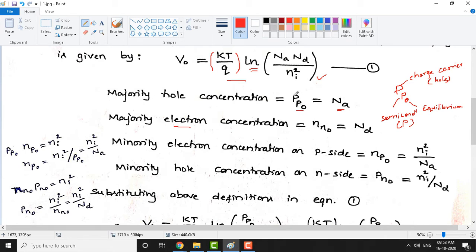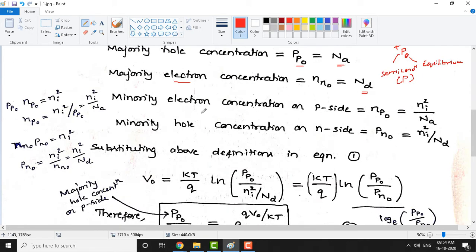Majority hole concentration is indicated as Pp naught, which is also equivalent to the acceptor ion concentration Na. These are the ions due to the exit of the holes on the P side. Similarly, we can write the majority electron concentration as Nn naught, electrons on the N side under equilibrium, which is equal to the donor ion concentration Nd on the N side. These are the majority carriers, and now look at the minority carriers. Minority electron concentration on the P side is the notation we use here. N indicates electrons, and the subscript P indicates the P side. Obviously they are the minority carriers under equilibrium condition.